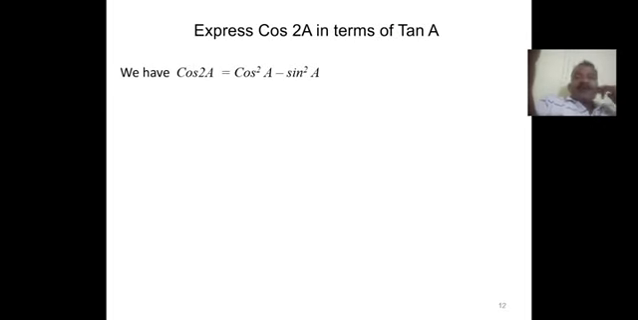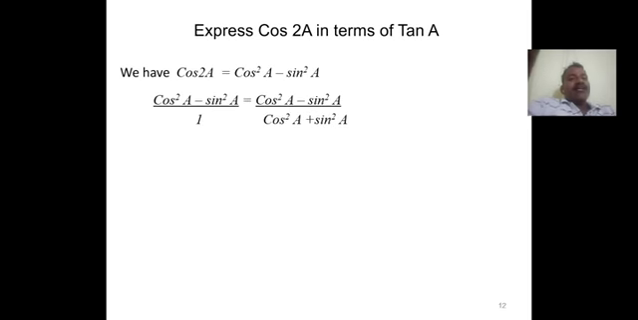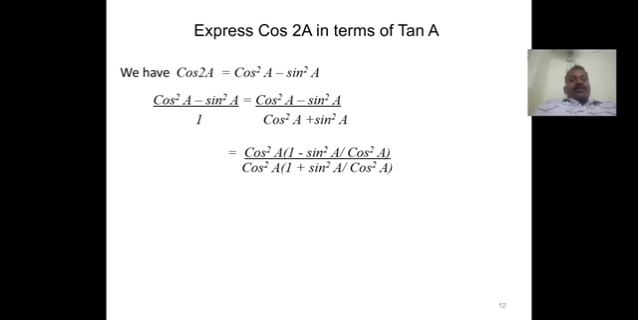Now the expression of cos 2a in terms of tan a. Cos 2a equal to cos square a minus sin square a, divided by 1. That 1 you can write as cos square a plus sin square a. Now numerator and denominator, divide by cos square a, or take cos square a common. Therefore we get 1 minus tan square a by 1 plus tan square a. This is the formula for cos 2a. Cos 2a is 1 minus tan square a by 1 plus tan square a.